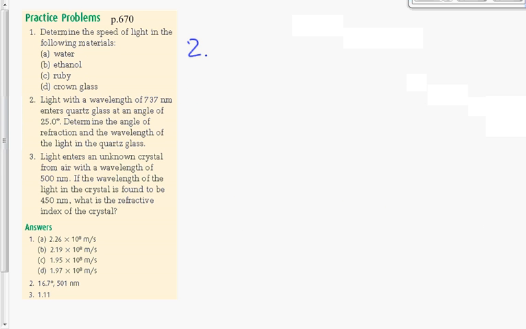Number 2 does require us to make an assumption here that we really shouldn't have to make, but we'll make it, that it's going from air to quartz glass. If it's going from air to quartz glass, we're going to say n1 is 1.00. That's the index of refraction of air. It's on our data sheet. It's on the table. n2, the index of refraction of quartz glass, we don't know that off the top of our heads. We're going to have to check our table, or, on an exam, that paragraph of information that gives you data.